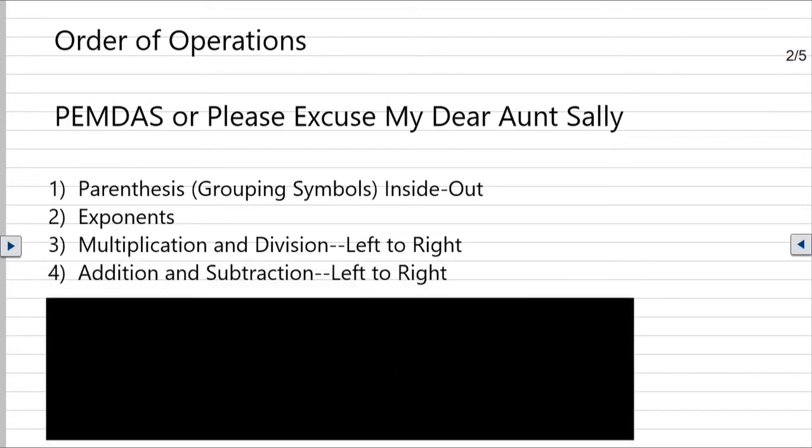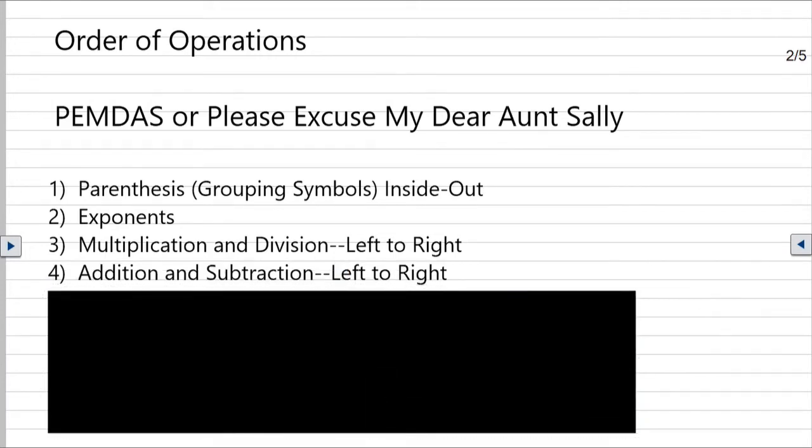Okay, and then Aunt Sally, AS, addition and subtraction, same idea there. You're going to work left to right on those. Again, whichever one comes first, whether it's addition or subtraction, as you work left to right, that's the order in which we do those things. So PEMDAS, please excuse my dear Aunt Sally, the order of operations. Parentheses or grouping symbols first, exponents second, multiplication and division left to right, and then the last step is always addition or subtraction, left to right.